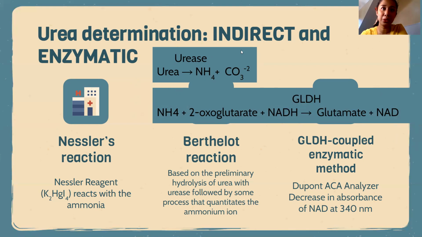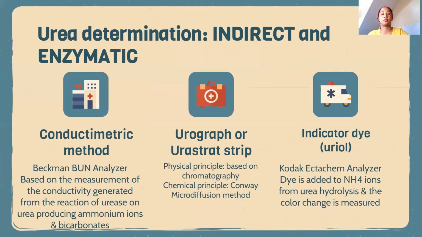Okay? So with the Berthelot reaction alone, we only have this first chemical reaction. With the glutamate coupled enzyme method, we have these two reactions. Okay? So with a DuPont analyzer, that is the principle of that machine in determining urea.